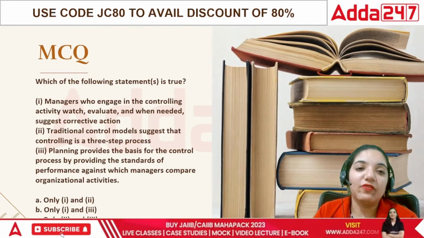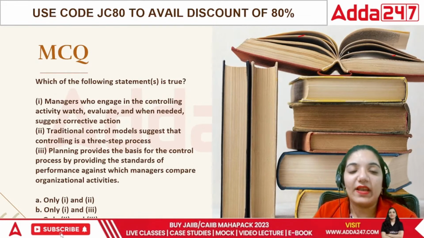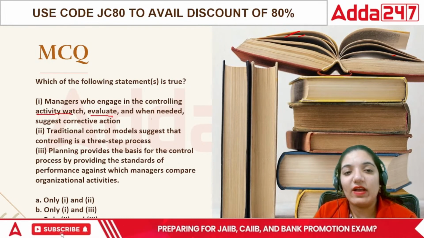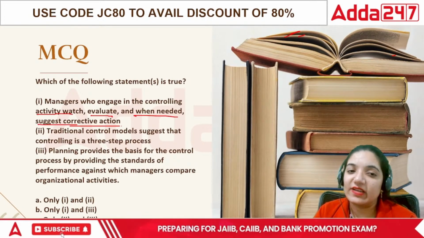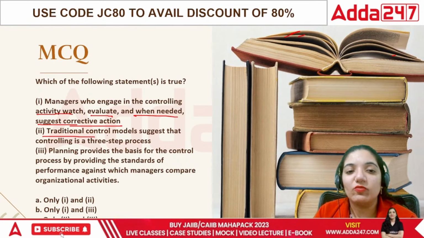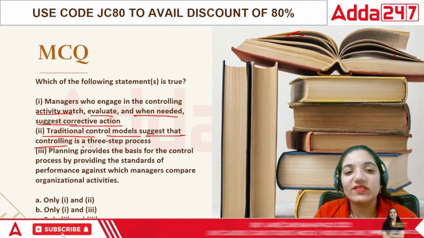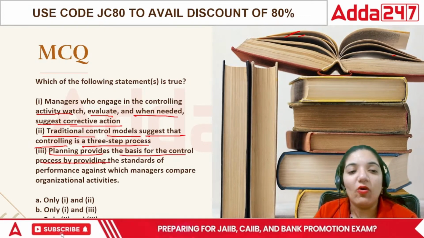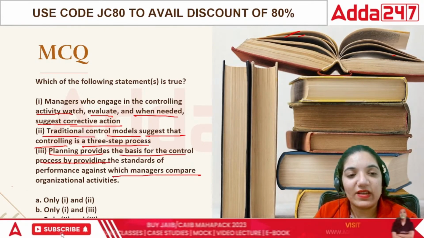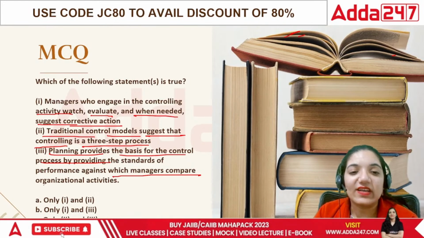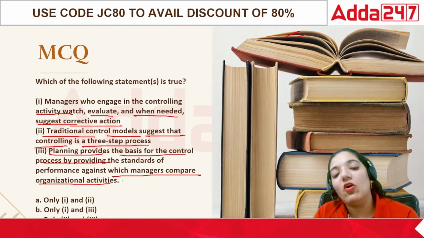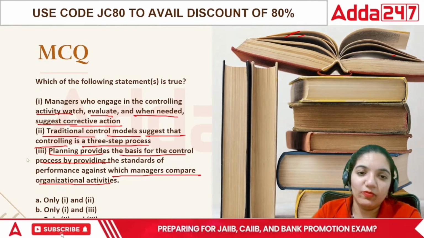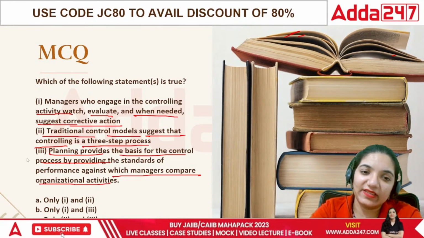Next point. Which of the following statements is true? Managers who engage in the controlling activity watch, evaluate when needed, suggest corrective action. Traditional control models suggest that controlling is a three-step process. Planning provides the basis for controlling, or the last one is that the standards of performance against which managers compare the organizational activities. Okay.